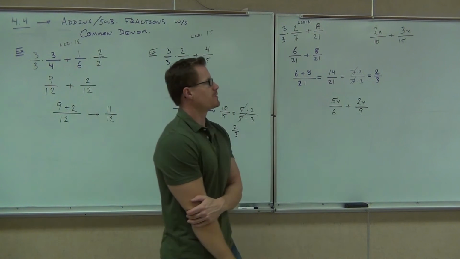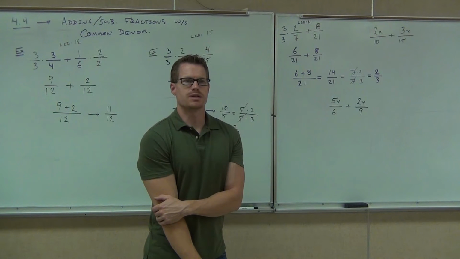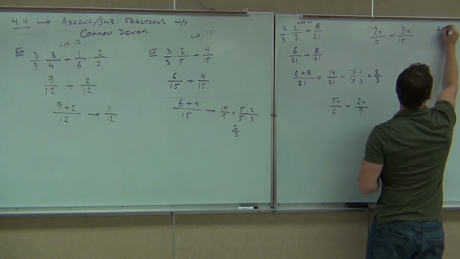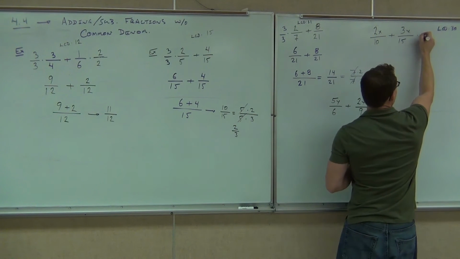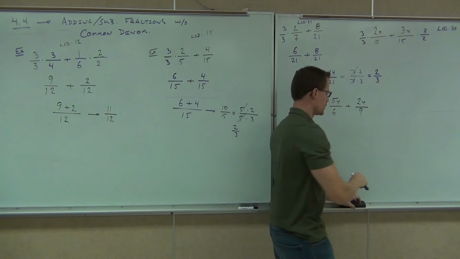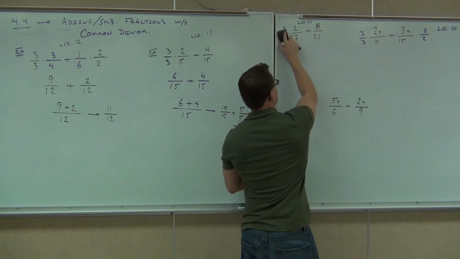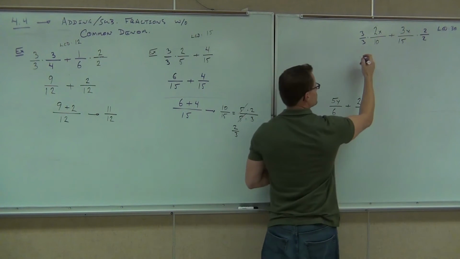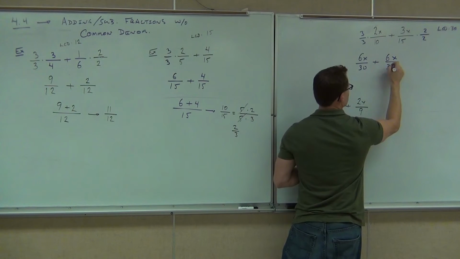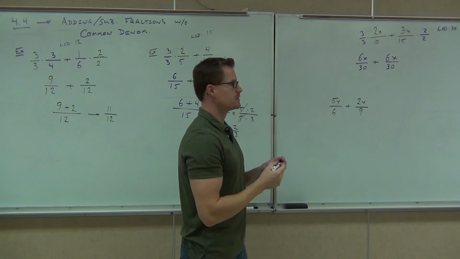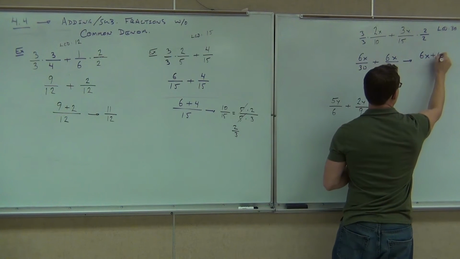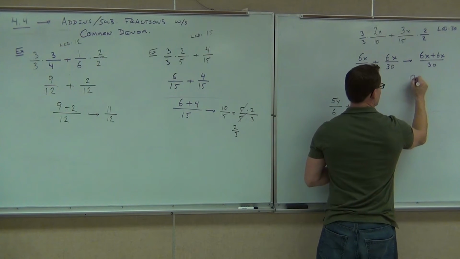We got 2x over 10 plus 3x over 15. Hey, what is your LCD? 30. Okay. So 30, that means 2 and 3. Did you guys do that? Good. So I'm guessing you did 6x over 30 plus 6x over 30. Yeah? Okay, cool. So that's 6x plus 6x over 30, or we get 12x over 30.